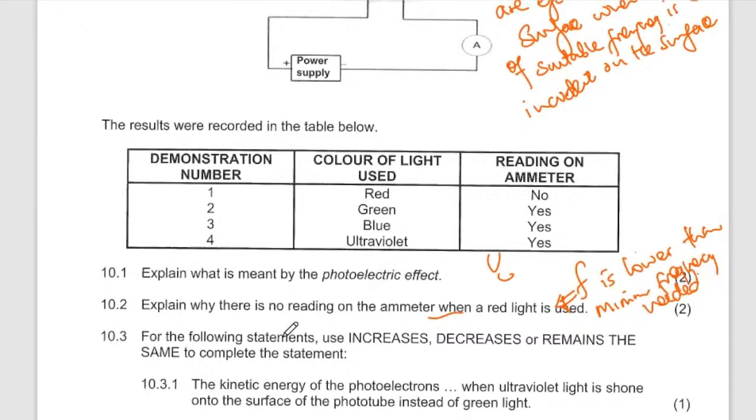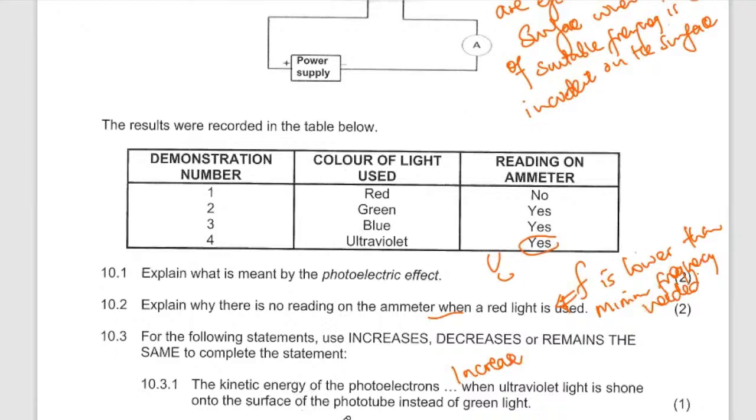Then for the following statements, use increase, decrease, and so on. The kinetic energy of the photoelectrons dash when an ultraviolet light is shone on the surface. So in this case, we're just going to say increase. Okay, ultraviolet, and the reading is a yes, so it increases.